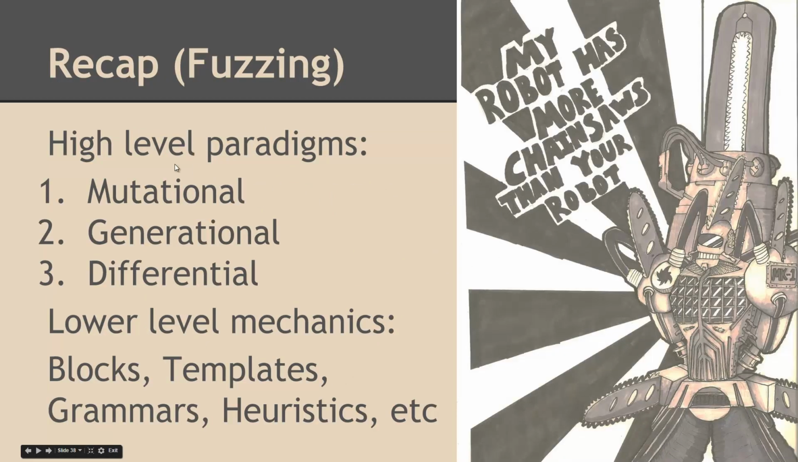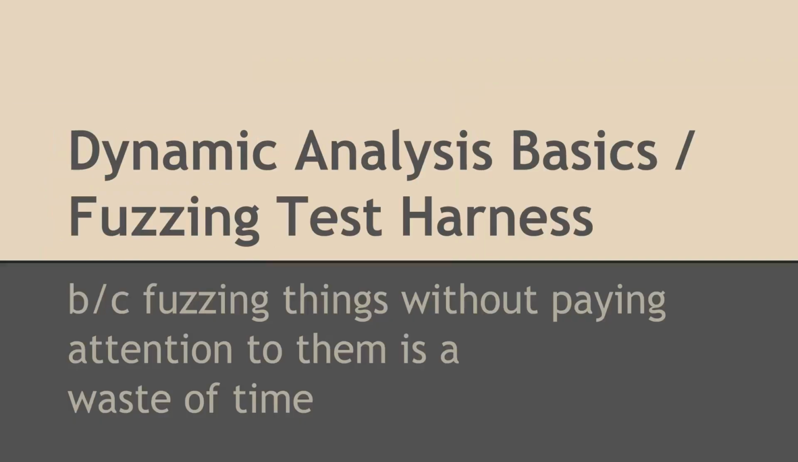So to recap, before we go any further, there are 3 high-level paradigms: mutational, generational or model-based, and finally differential-based fuzzing approaches, which may employ any combination of lower-level mechanics which span across block-based, template-based, the use of grammars, heuristics, and obviously the use of introspection and instrumentation to determine whether or not there's unusual behavior or crashes occurring. Which brings us to how to determine that. Because fuzzing things without paying attention to them is a total waste of time.